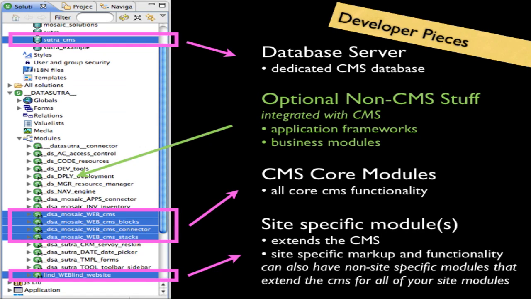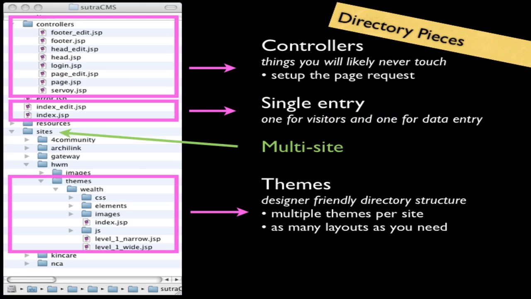There is, in the developer, the modules, there's a database server, and notice at the bottom there is, for a website, a module that you put all the custom code and markup for a website. And everything else you can connect in, of course, with your own frameworks and other business applications. There is a directory piece that lives in the Tomcat server folder of Servoy. That's the directory structure. There's a single point of entry. There's some controllers for it, and notice the multi-site.